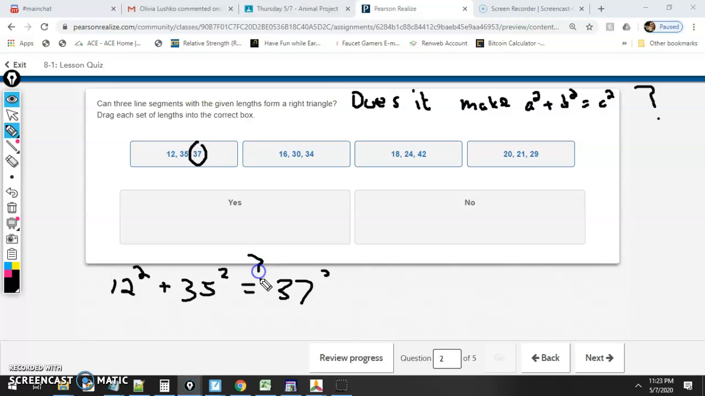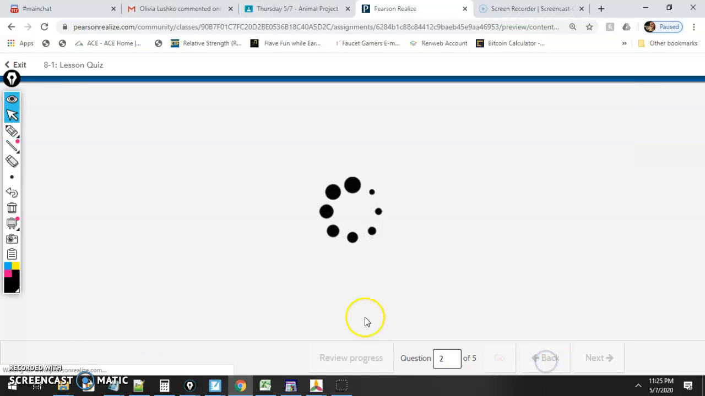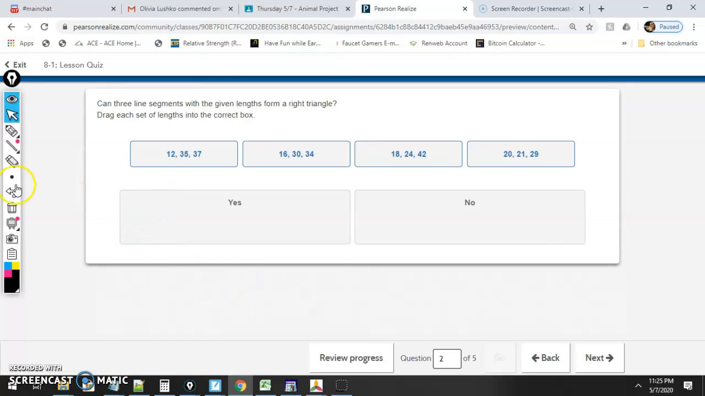Now, I don't know if this is true. You have to put the numbers in your calculator, work it out, see if this added together is equal to 37 squared. If it is equal to 37 squared, then yes, it is a right triangle. If it isn't, no, it's not a right triangle. And then you have to do it for this one too, and then do the same thing for this one, and then this one. And then that lets you know if it's a right triangle or not, okay? It's pretty straightforward there, guys. So, just get a calculator. You can do it. Come on.